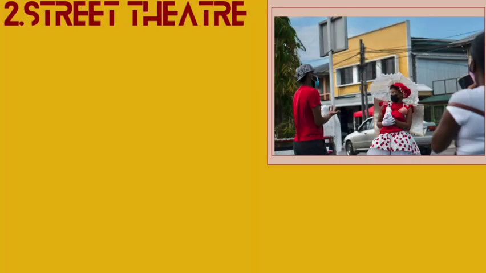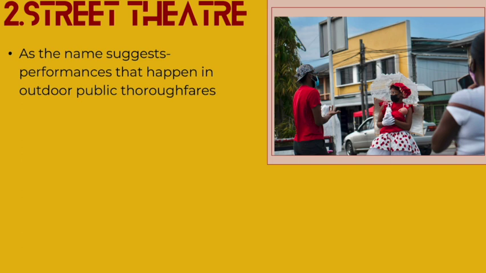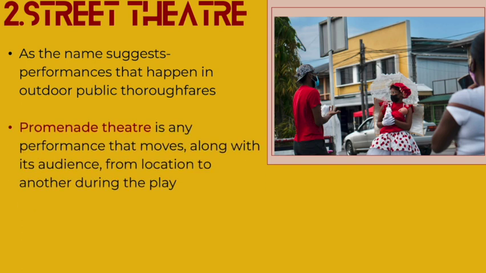Let's look at another type of open air theater. This is a little bit more specific. Street theater, just as the name suggests, happens outdoors in public spaces. Whereas the video that we just watched would have happened in the quadrangle or in a common area in the school's courtyard, street theater happens literally on the street. And even more specifically, promenade theater is a type of street theater that moves from one place to the next.